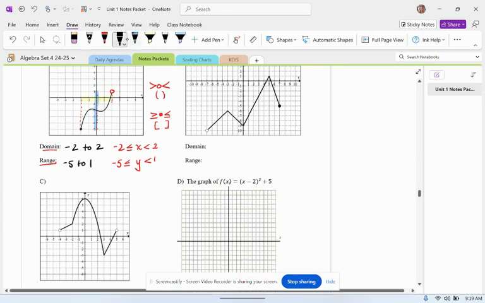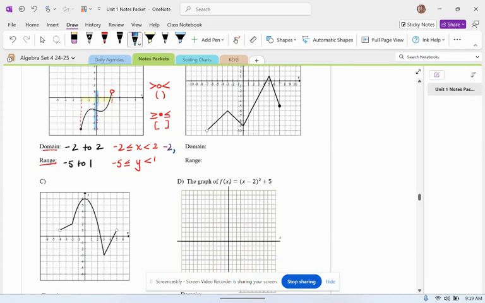So if I wanted to do this now in brackets, I could do -2, and then we are including -2, and we are not including 2. And then over here, we would start at -5, we would go up to 1, we are including -5, and then for the inequality symbol here, we are not including 1.